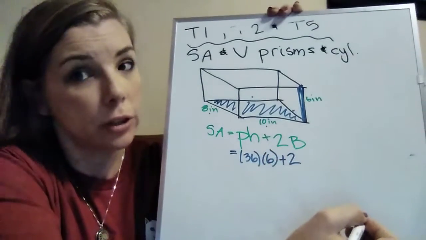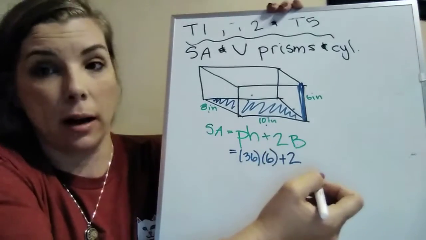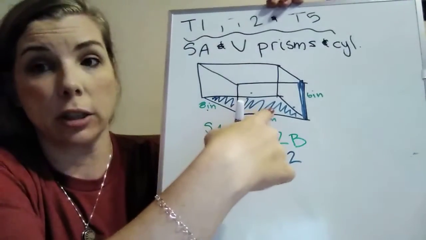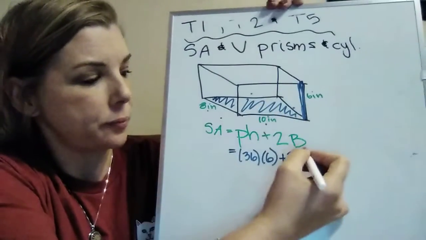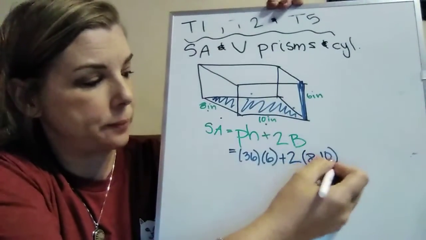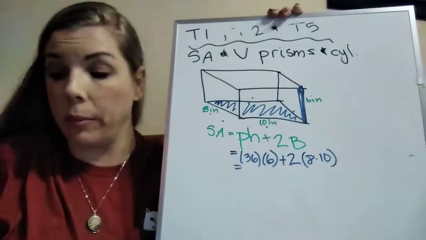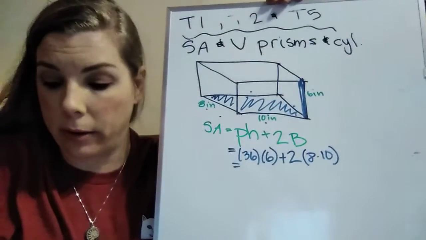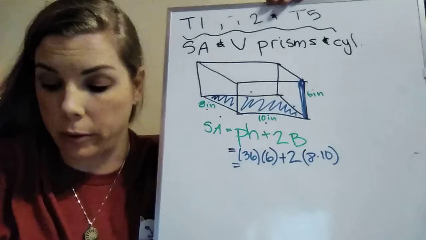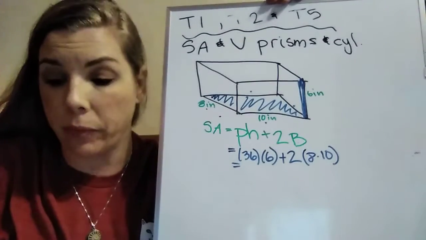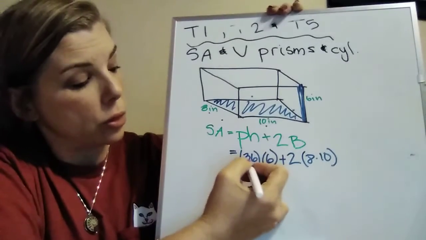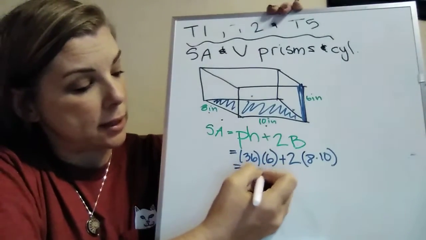2, because there's 2 of them. Area of your base shape now. So you're still focusing on this base shape, and now you're going to find the area. And remember, it's base times height. 8 times 10. So I'm going to get my handy dandy calculator out here. Let me just turn it on real quick. I'm using the one on my phone. You don't have to use a scientific calculator for this one. So we get 36 times 6 is 216.